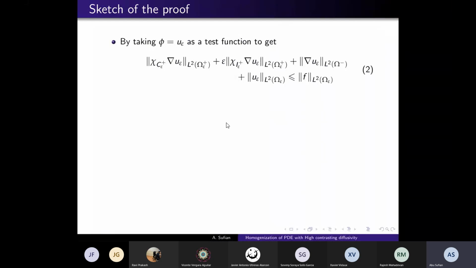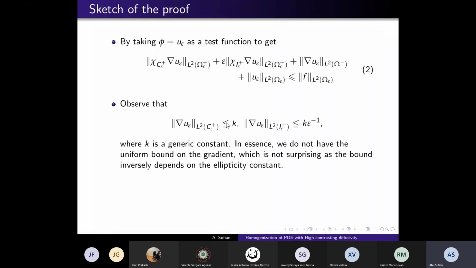Now in this equality, we have an H1 bound on c epsilon and an L2 bound on I epsilon, but we don't have an H1 bound on I epsilon. So we observe that grad u_epsilon on C epsilon is uniformly bounded, but grad u_epsilon on I epsilon is bounded sort of like order 1 over epsilon. So we don't have a uniform bound on the H1 norm of u_epsilon, and that makes the analysis more delicate. So basically we'll use as much as possible wherever we have a bound, and we try to capture from that the contribution from the insulating part.